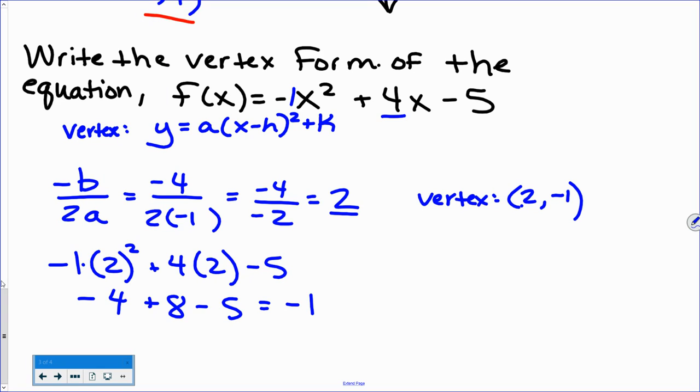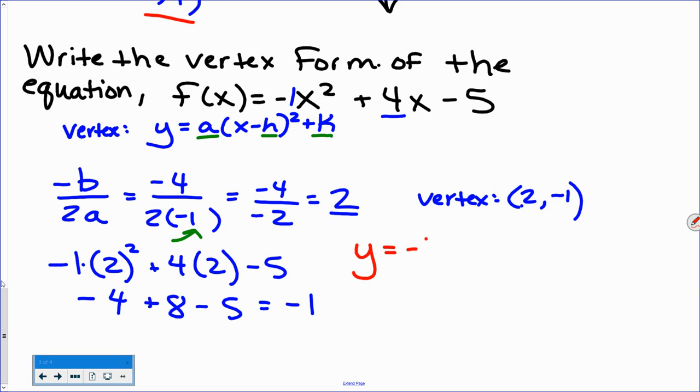So I have my vertex. That means I have my h and my k. Do I know my a? I do. I just used it. It's the same a. This is the same graph, it's just a different form. So we've got what we need.